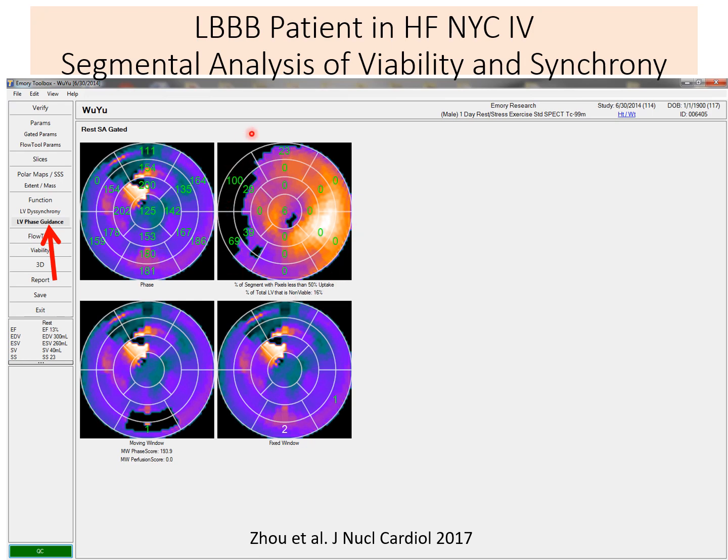This is a viability display where the number tells you how many pixels are non-viable, or what percent of the segment is non-viable. So 100 means 100% non-viable, where the criterion is below 50% of maximum. Basically it's telling you that all these segments here are viable. Now, again, this is apex and this is septum, so it will never be placed in any of those.